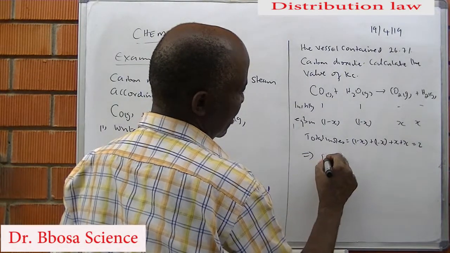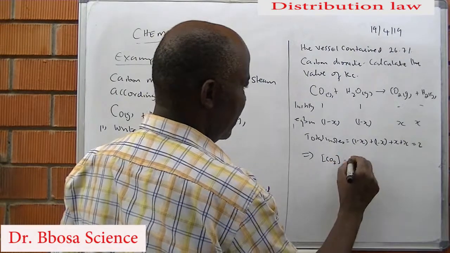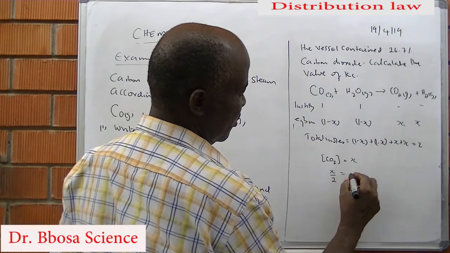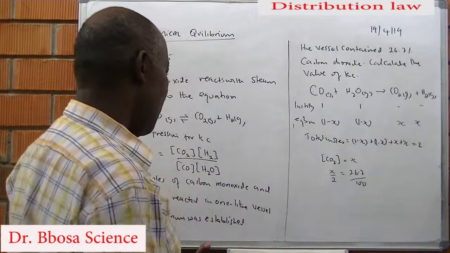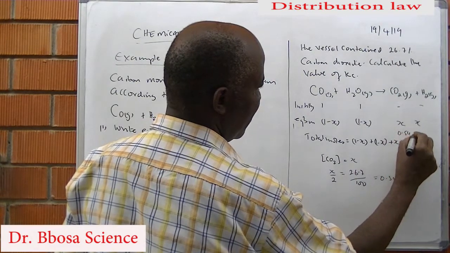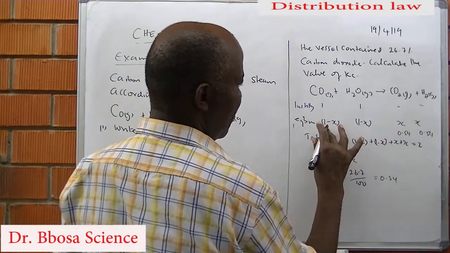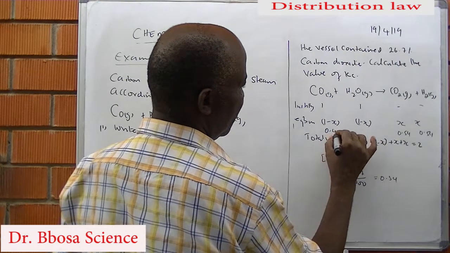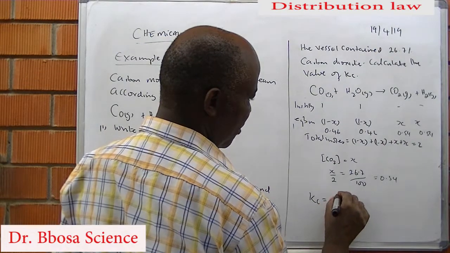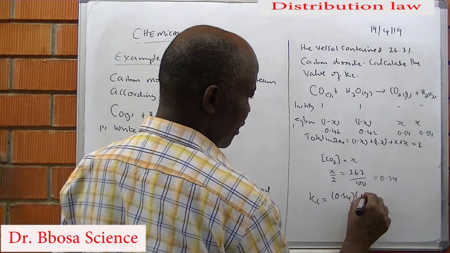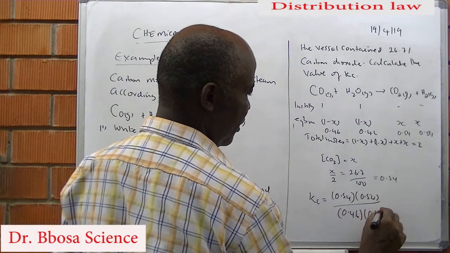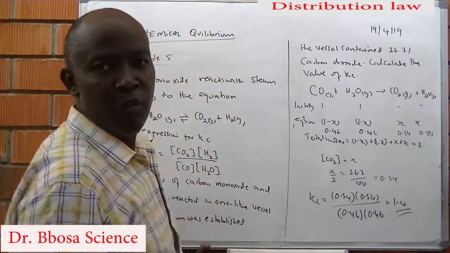It implies that the concentration of carbon dioxide is equal to X, and X over 2 is equal to 26.7 over 100%, which is equal to 0.54. When this is 0.54, this is 0.54. 1 minus 0.54 becomes 0.46. Even this one becomes 0.46. And therefore, our Kc will be equal to 0.54 times 0.54 over 0.46 times 0.46, which is equal to 1.4.